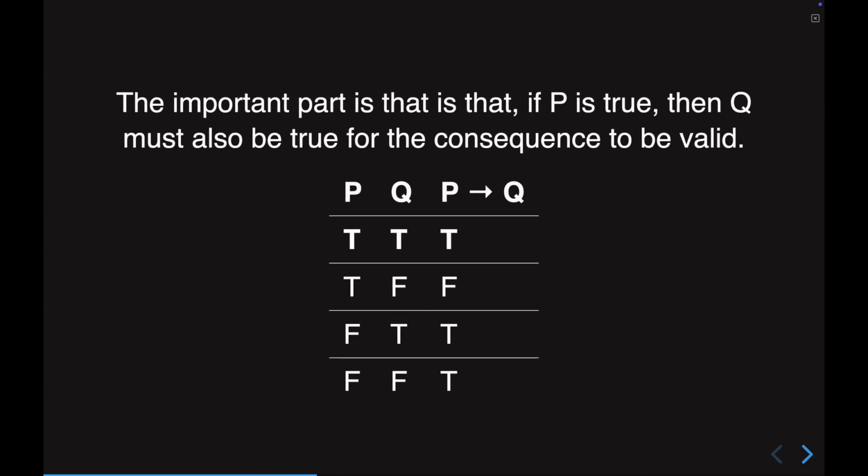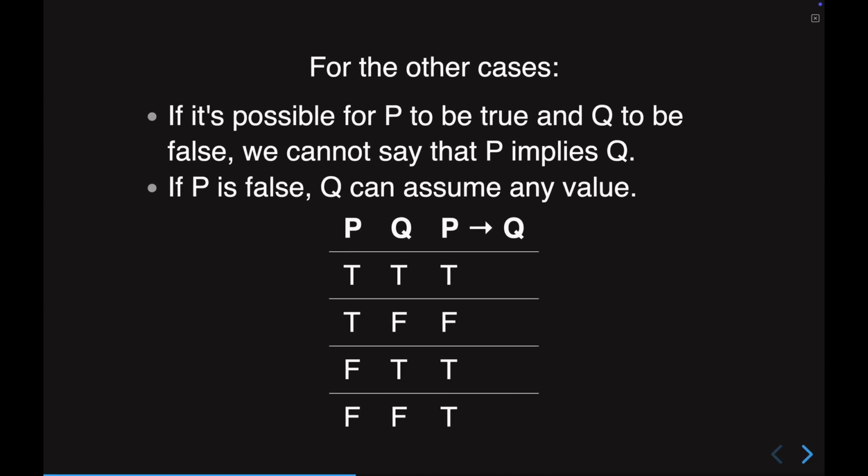The important part is that if P is true, then Q must also be true for the consequence to be valid. That is shown in the first line of the truth table. For the other cases, if it's possible for P to be true and Q to be false, we cannot say that P implies Q. That's the second line of the table. And on the other lines, if P is false, Q can assume any value.